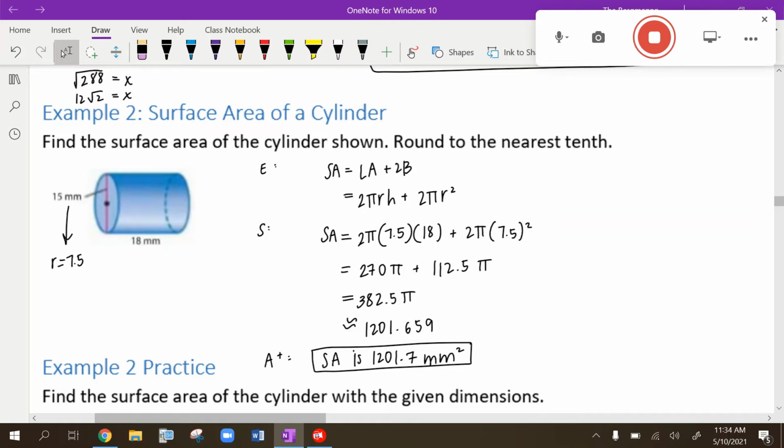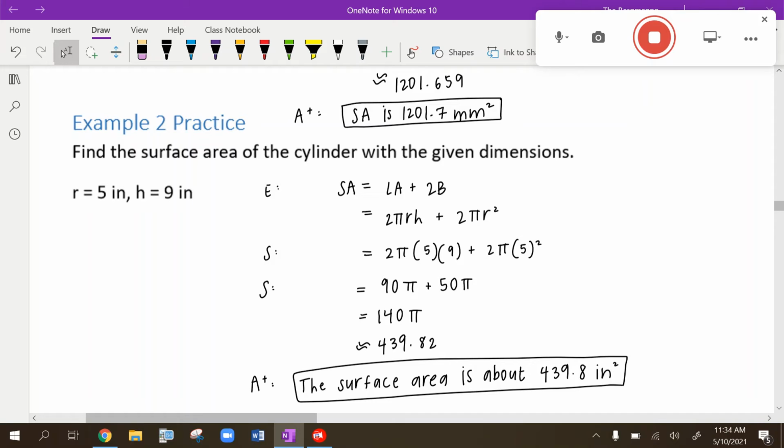Alright, I want you to try the practice problem shown below. Here's the correct answer for that one.